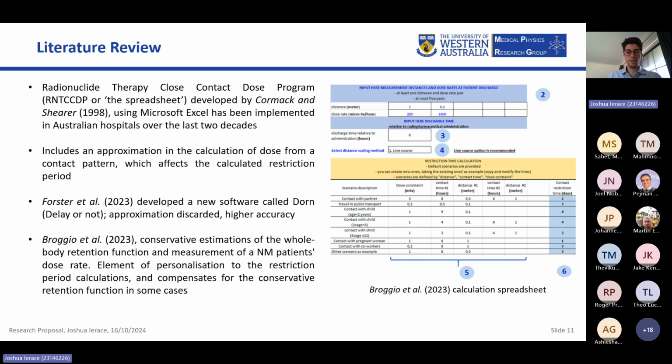Brayshaw et al. in the same year proposed a method based on conservative estimations of the whole body retention function and at least one measurement of the nuclear medicine patient's dose rate. This adds an element of personalization to the restriction period calculations and typically compensates for the conservative retention functions in most cases.